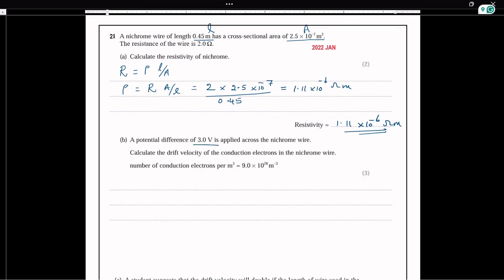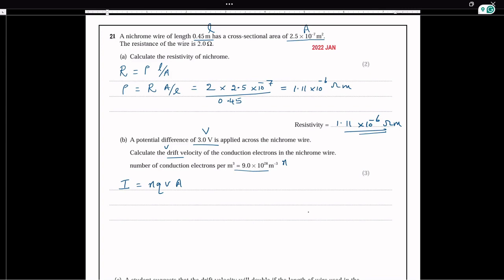A PD of 3 volt V is applied across the nichrome wire. The number of conduction electrons, that is N, is given. Calculate the drift velocity. So we have an equation relating current. It is N times charge times the drift velocity times the area. So you can make use of the data from the first part also.